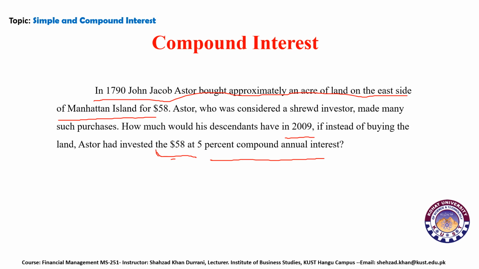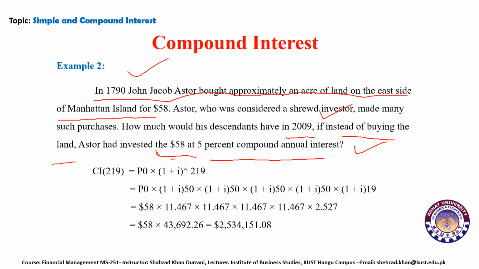So the year is given here, 2009. They are actually trying to say that in 1790, for example, he invested $58. How much would his descendants have in 2009 if instead of buying the land, he had invested that $58 for which he bought the land, at a compound interest? So we will try to calculate the compound interest here. Let's try to solve this.